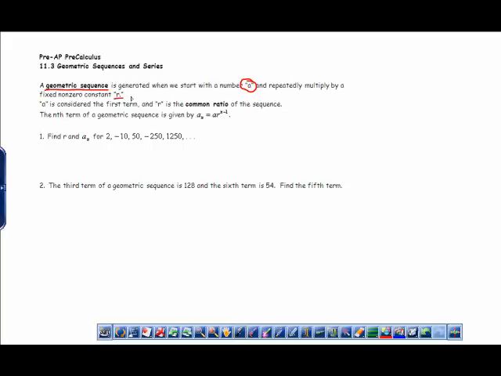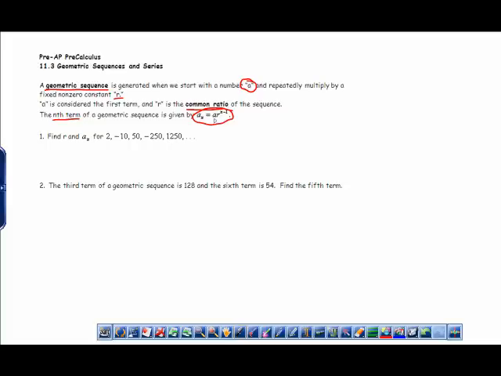Why do you think that has to be non-zero? Right, because it would be really boring because it would just be 0, 0, 0, 0. So a is considered the first term and r is considered the common ratio. You want to know this phrase. It says the nth term. Remember, nth term could be a specific term we're talking about that we don't know, but it also means just the equation. Okay, so it says find r and a sub n for the sequence.